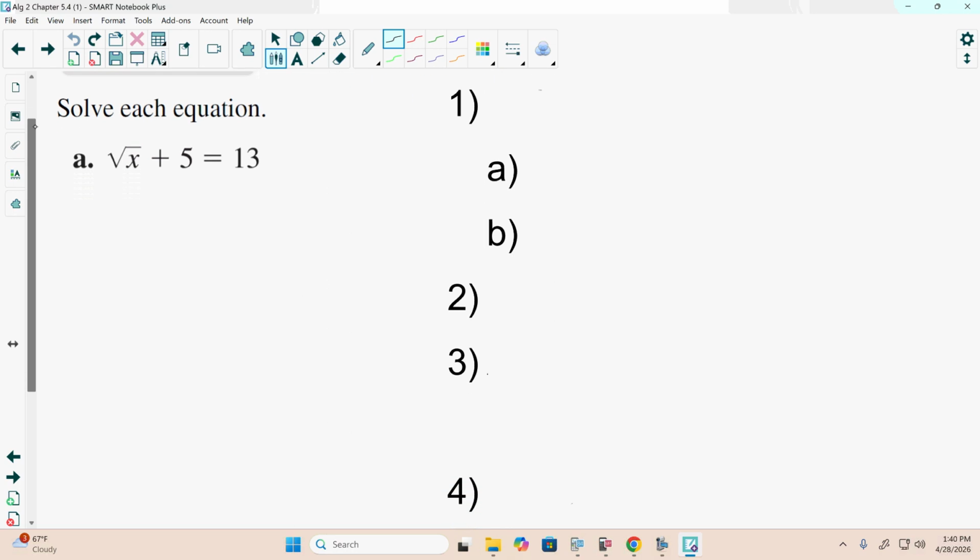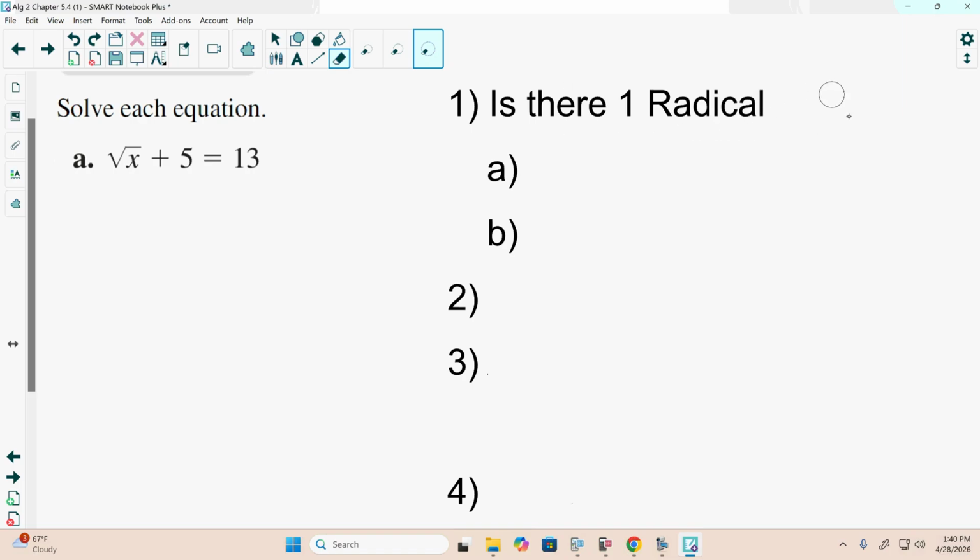Let's look at solving this one here. So we have several main steps. Write the steps above it. I wouldn't write it necessarily next to it because we have a problem there. First main step in solving radical equations: is there one radical? So if we look at this first problem here, square root of x plus 5 equals 13. Is there one radical? Yes. If so, get it by itself.